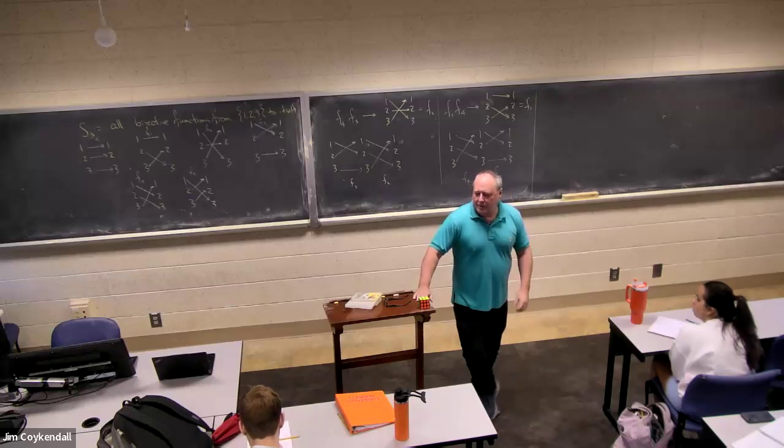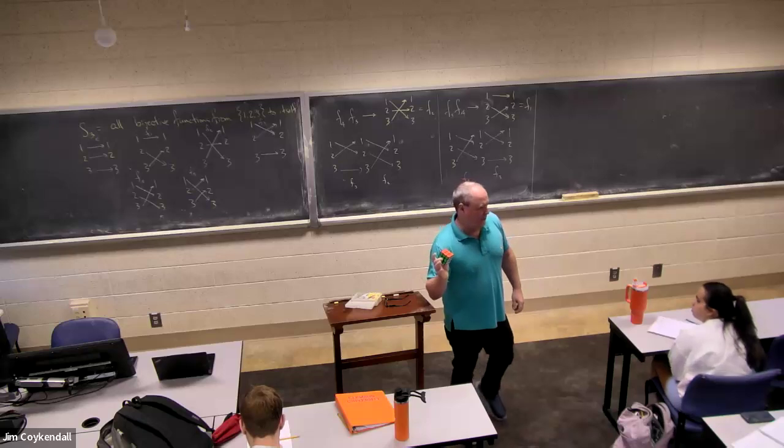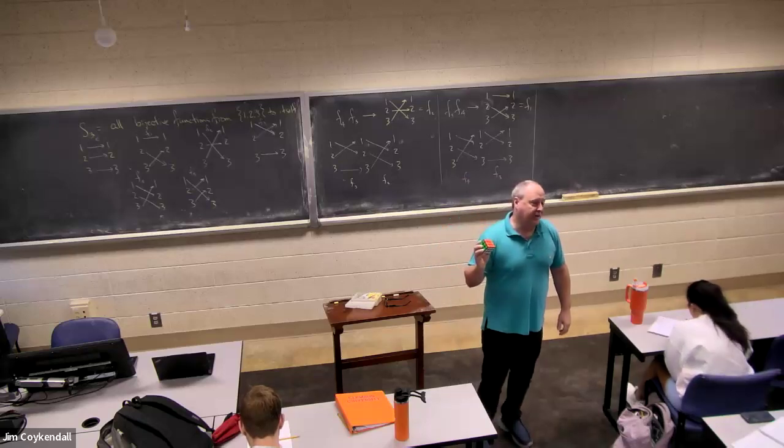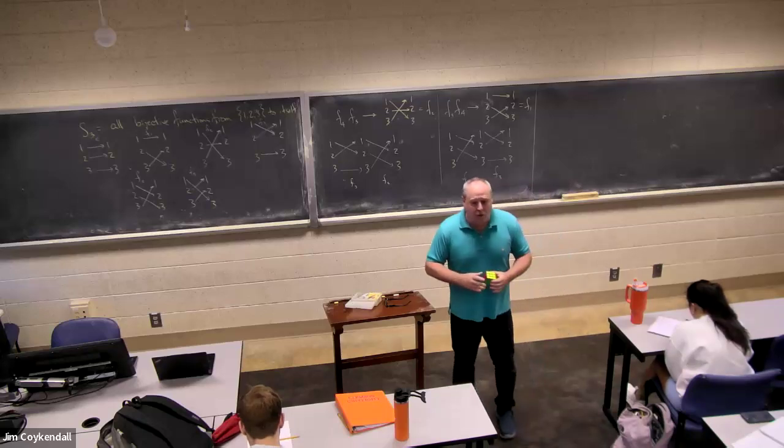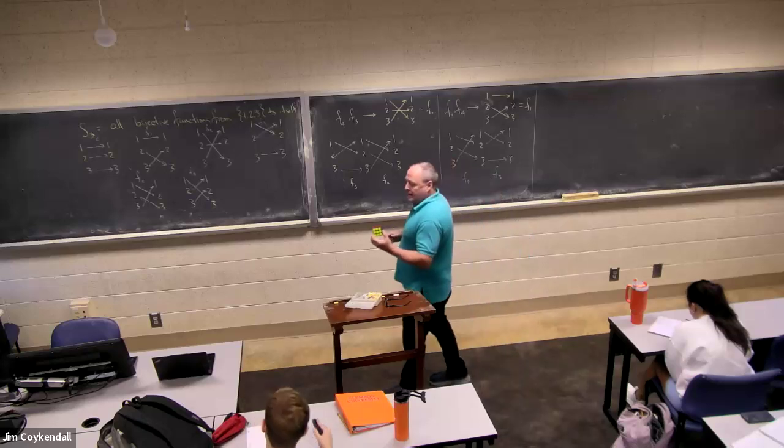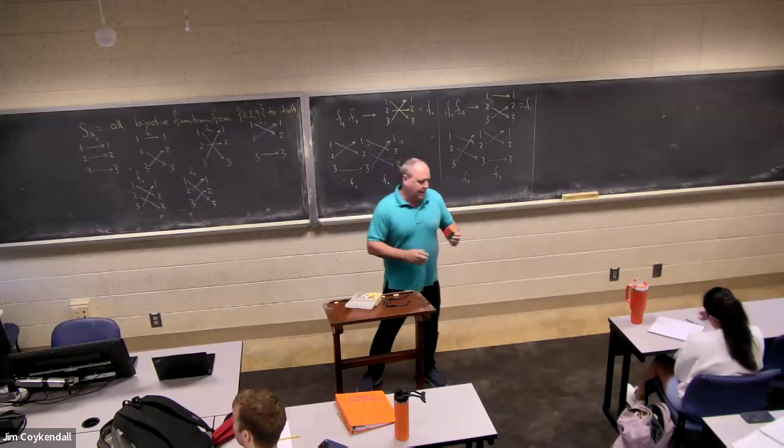But there's an enormous number of elements of this group, an enormous number of rearrangements. It's like 4.3 times 10 to the 19th, right? It's huge. But it is a group, right? And it's fine.